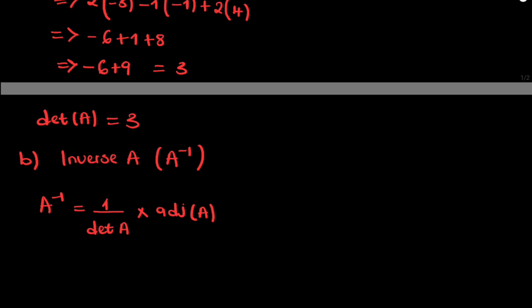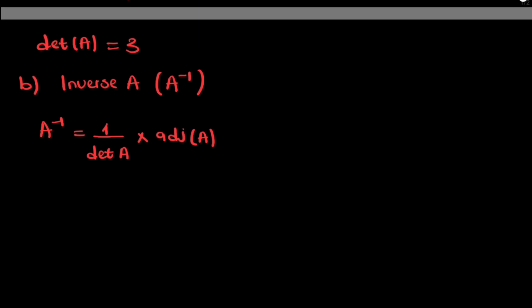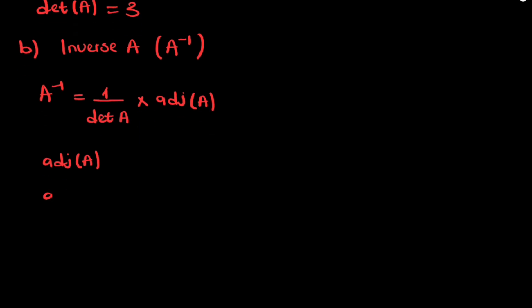Okay, so we know the determinant of A, we solved it above. Now the only thing left is the adjoint of A. To look for the adjoint of A, we need to use the cofactor method. We need to find the cofactor matrix and find its transpose. So the adjoint of A is equal to the transpose of the cofactor matrix.